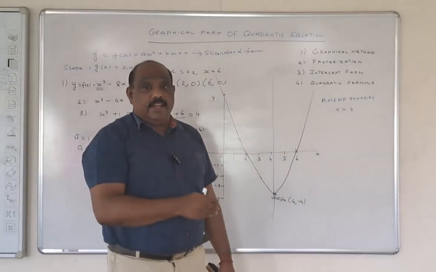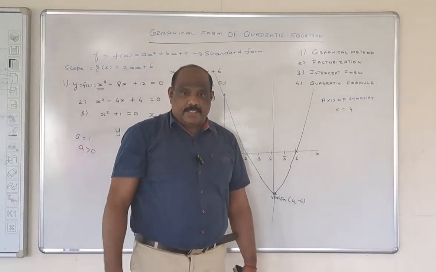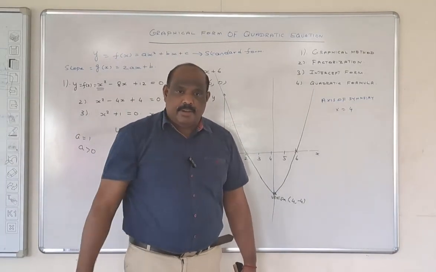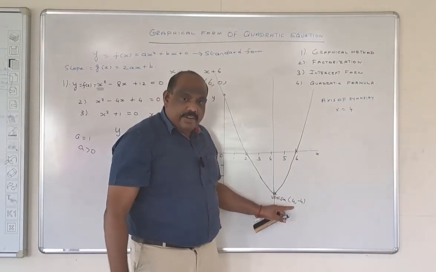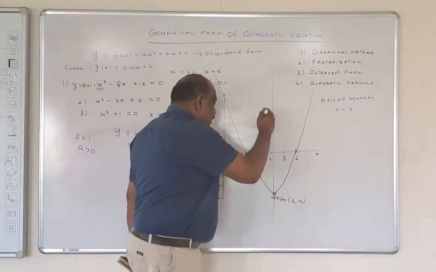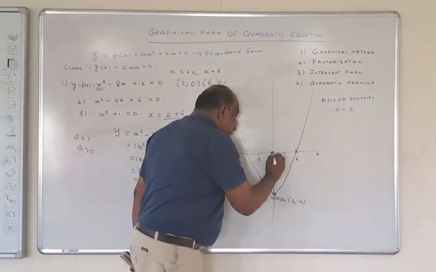The axis of symmetry here is a line which is parallel to the y-axis. But at what x location? Exactly at 4. How do I know? Because the vertex is 4 comma minus 4. So it will exactly pass through this point. This point is nothing but what? 4.